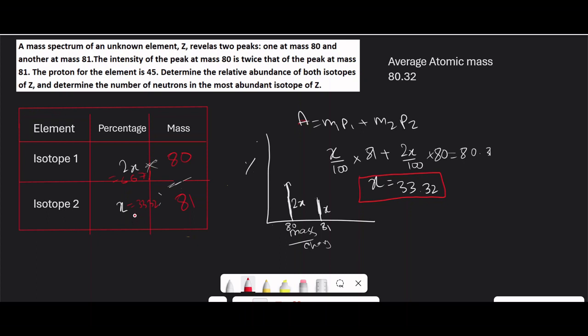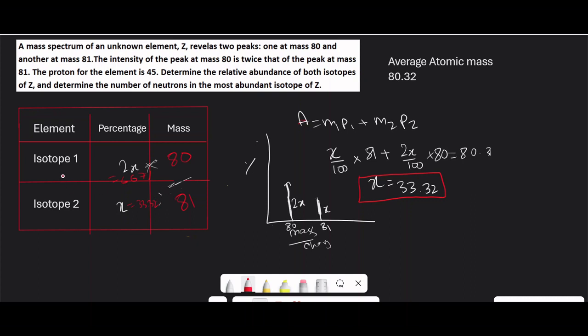about relative percentage abundance, we're actually talking about 100% and how much of it is divided into different isotopes. Now, we have already done this, determine the relative abundance of both isotopes of Z. So for isotope 1, we have found it at 66.7, and for isotope 2, we have 33.32. Now, determine the number of neutrons in the most abundant isotope of Z.